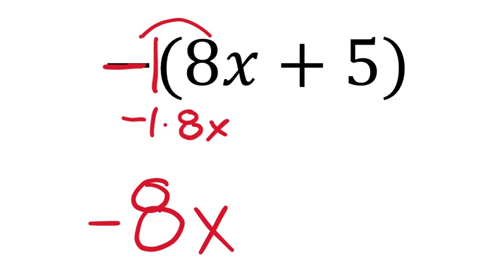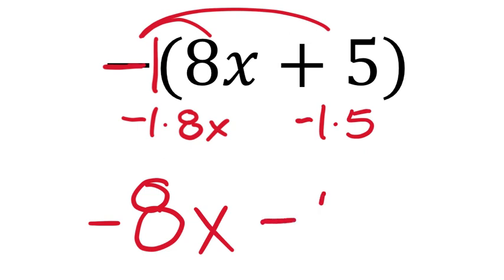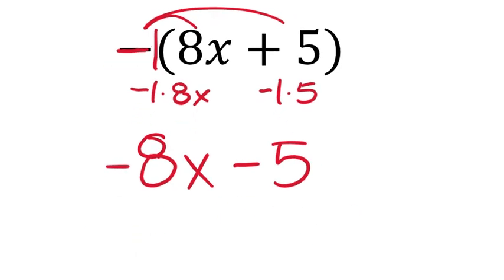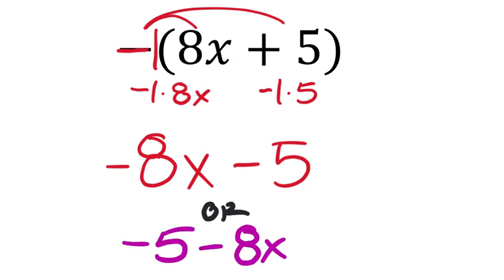Then we have the other distribution here with the negative 1 into the 5. Okay, now when we say distribute, it's important that you remember that that is multiplication. So negative 1 times 5 is negative 5. And that would be it right there. That's all we really need to do on this one. Of course, you could rearrange it with the negative 5 as the first term and then the negative 8x. That would be fine. Either way that you do this, you're going to get full credit on Canvas.